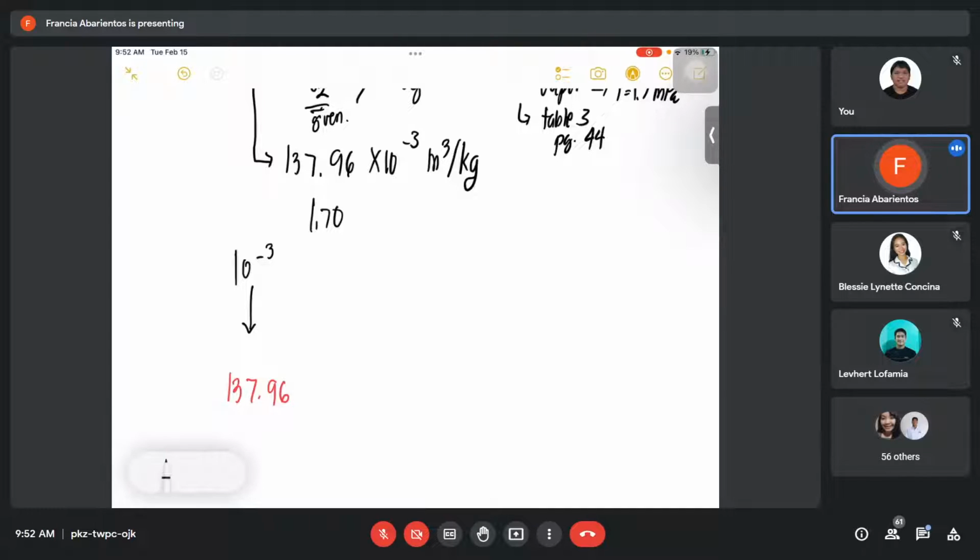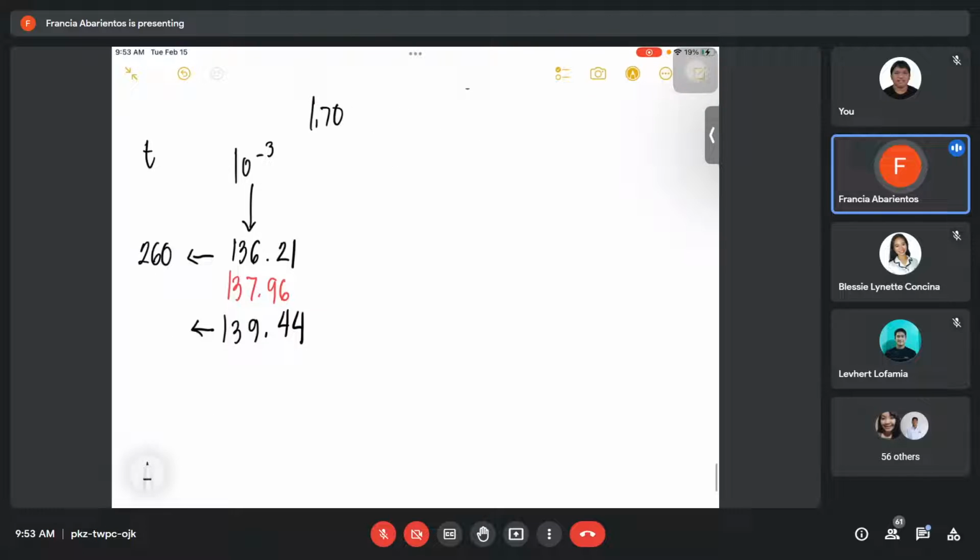So, makikita mo dun sa table is 136.21 and 139.44. And dito, this is now your saturation temperature. Anong makikita mo? Kapantay ni 136, this is 260. And this one is also 270. Okay. Ano yung tanong sa question number 1? So, kukunin ko na to lahat, class, kasi mag-interpolate na tayo dito.